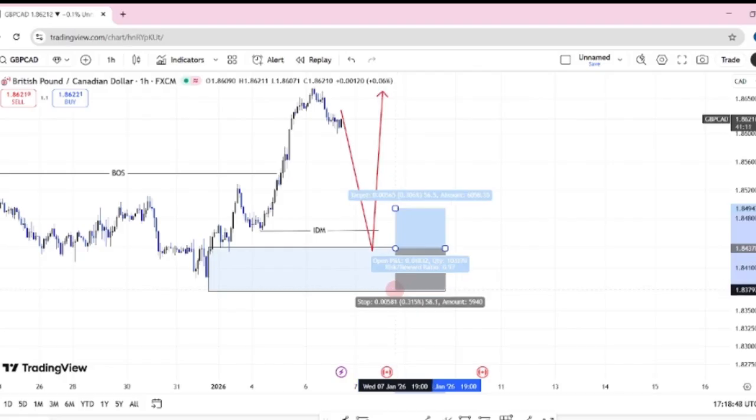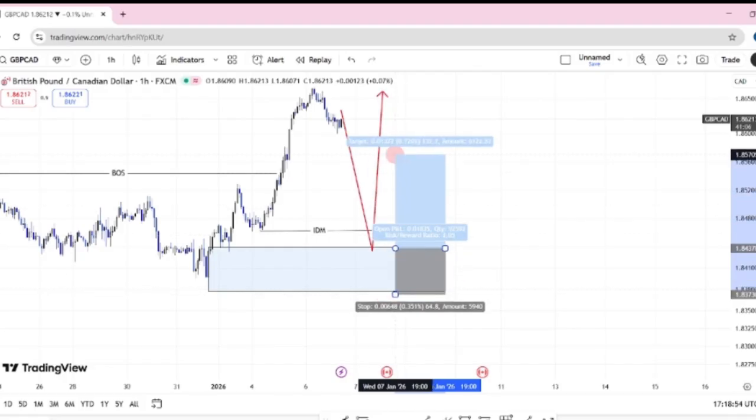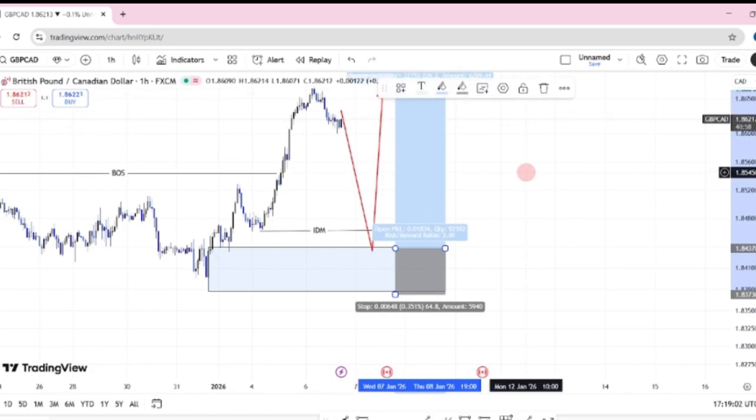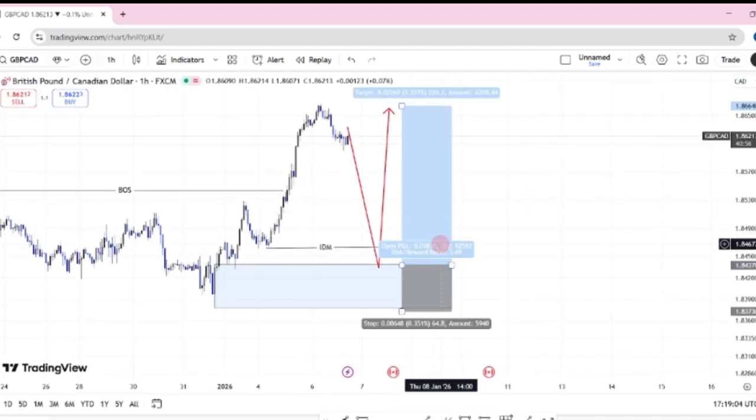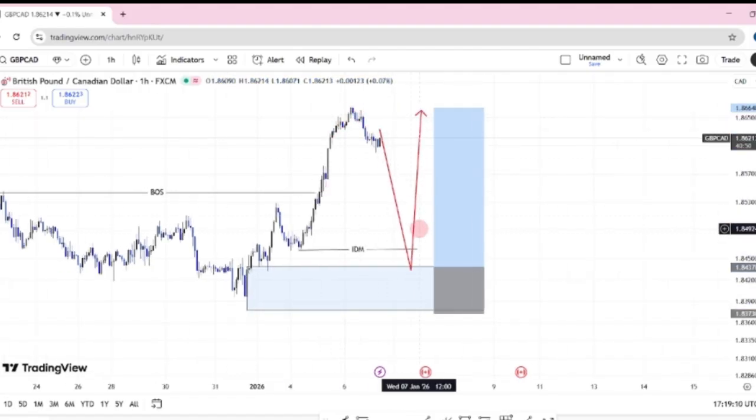So this is what we have, our stop loss here, and minimum is 1:3. So here's my 1:3, and if you want to go for the extreme, this should be like 3.5. So this is what we have here. So this is what I want to see on GBPCAD. I want to see this price drop this way and expansion to the upside.